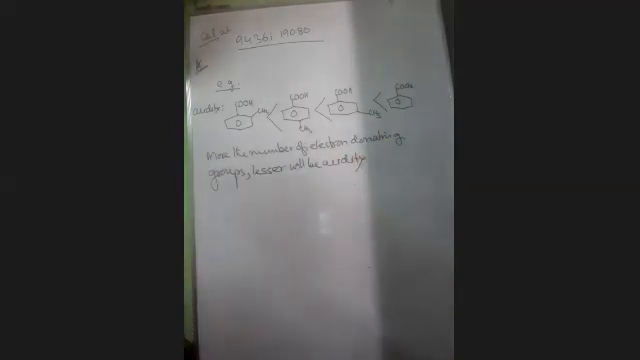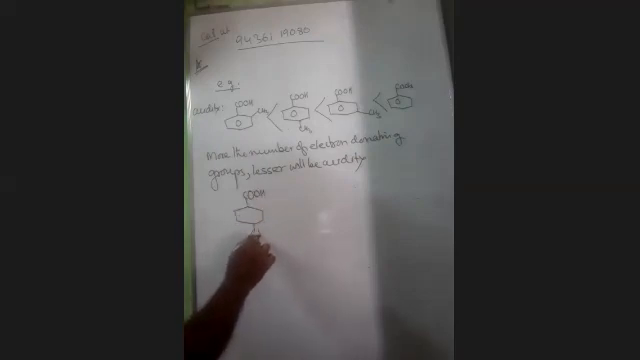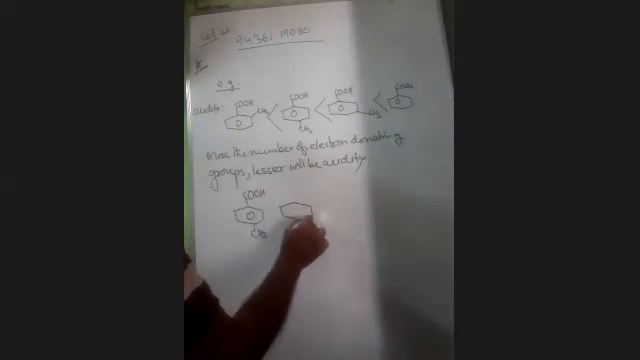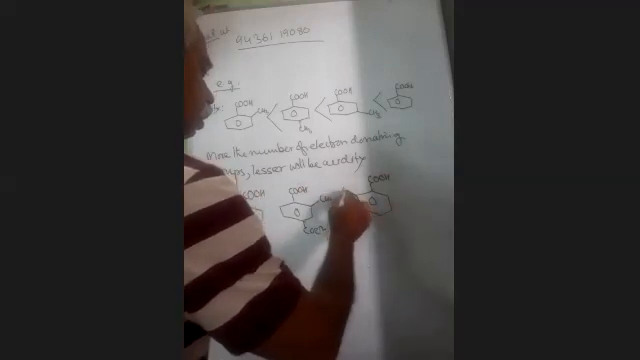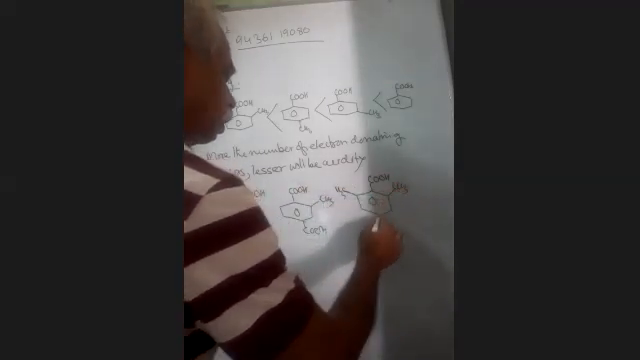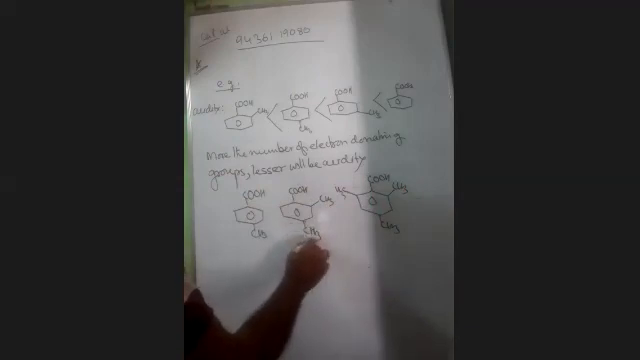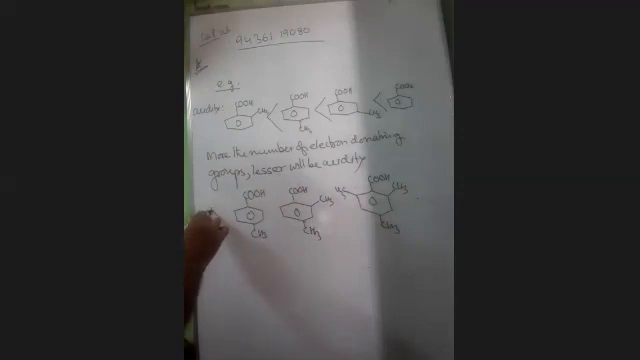The more the number of electron donating groups, the lesser will be the acidity. That we already have shown in aliphatic, let us see in aromatic. See here. Suppose you have taken this, this. Here you have 3, here you have 2, and here you have 1. So the acidity will be this.